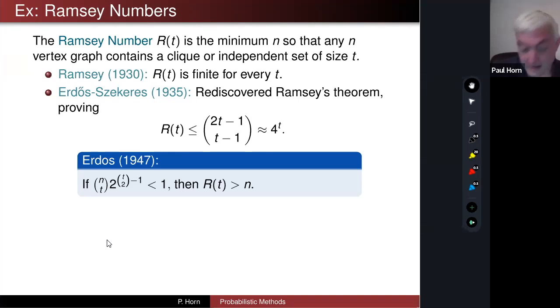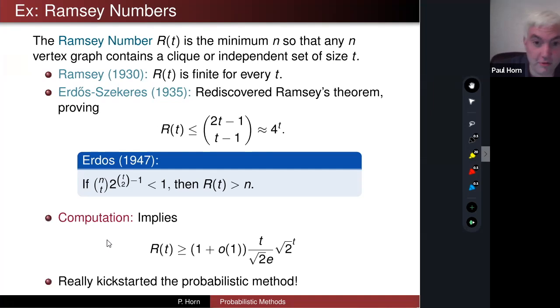Okay, so I've stated it in somewhat of an unfriendly way, but this is how it's often stated: that if some inequality relating n and t holds, then this Ramsey number is bigger than n. Now, if you go through and compute the asymptotics of this, it gives something like R of t is at least square root of 2 to the t. And this proof, which I want to show to you in its entirety because it's beautiful and easy, was in some sense the start of the probabilistic method.